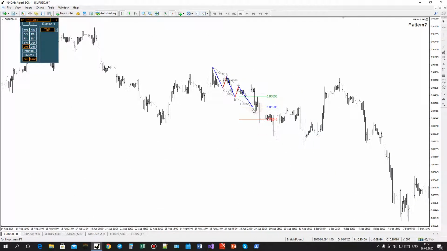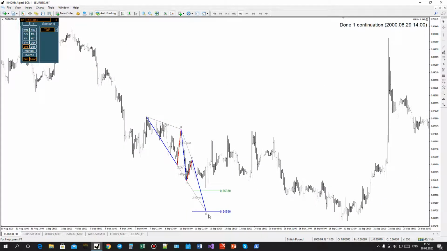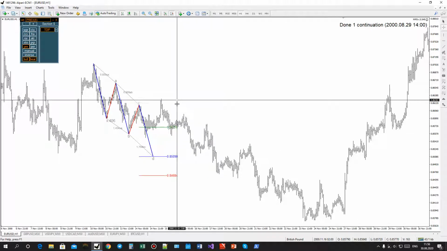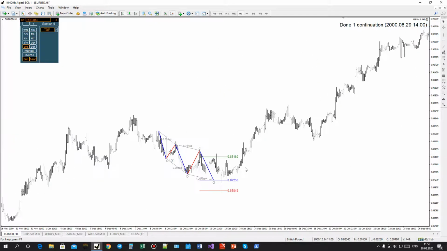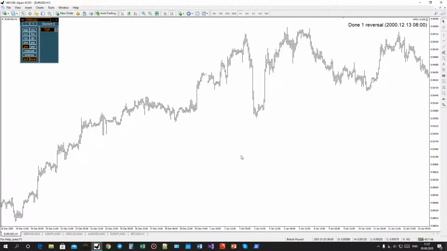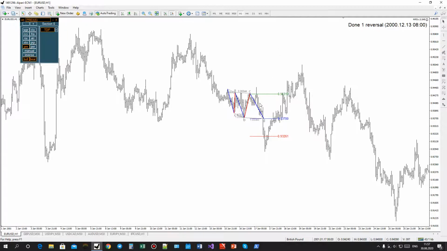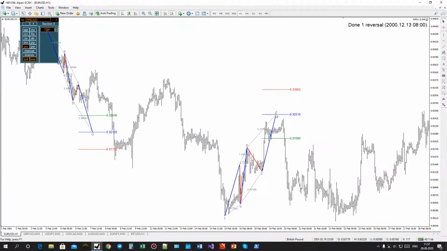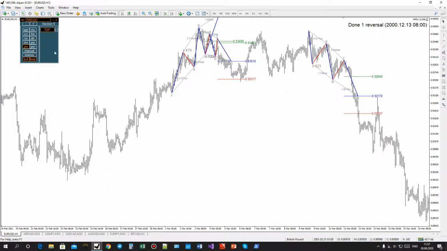Okay, this one was almost a win, but then turned to a loss. This one is nothing. This one invalidates the pattern. This one was a wonderful win, led to perfect uptrend. This one invalidates the pattern. This one invalidates the pattern. This one undershoots the entry.